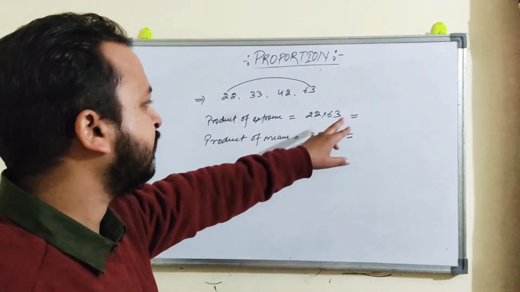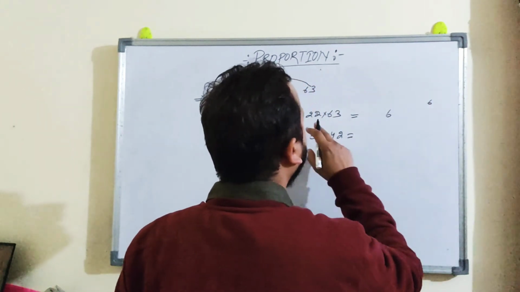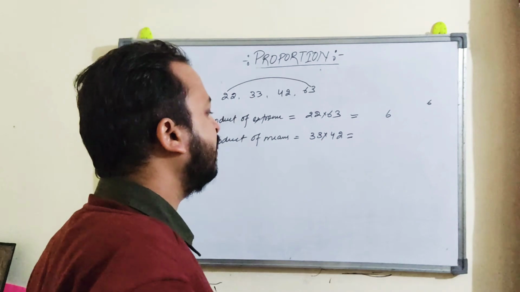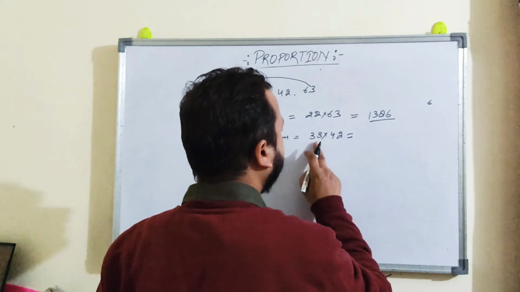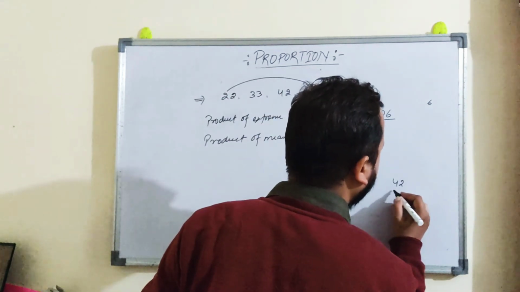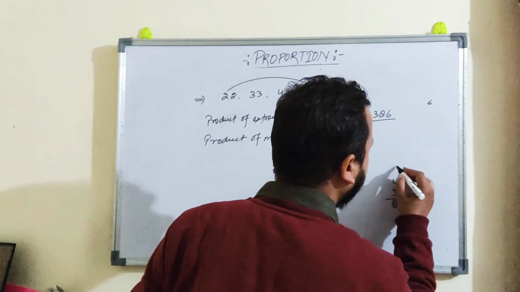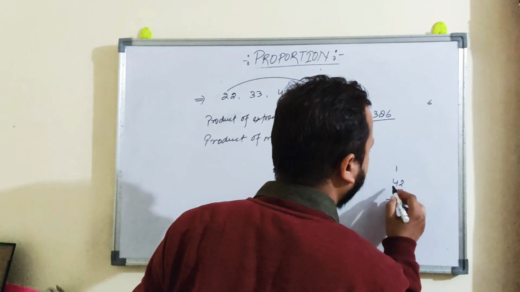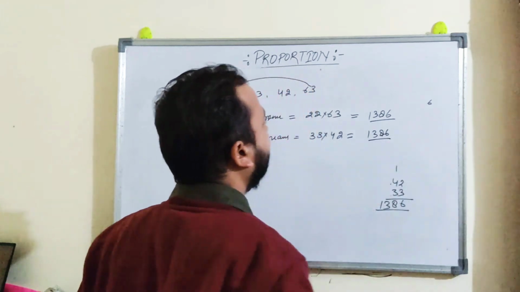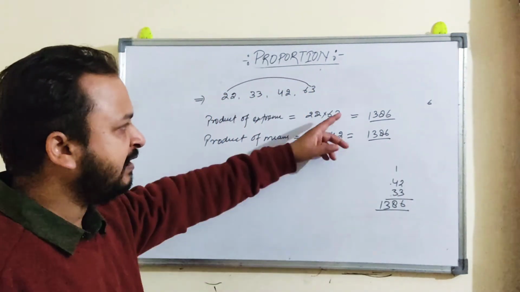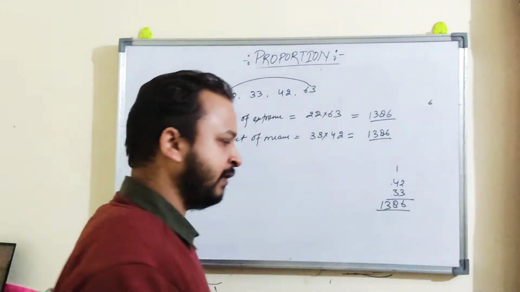So 22 times 3 is 66, carry 6, 22 times 6 is 132, and 138. So here 2 times 3 is 6, so 42 and 33. 3 times 2 is 6, 3 times 4 is 12, plus 6 is 18, carry 1, 4 times 3 is 12, 13. So yes, 1386. So you can see that here the product of extremes is equal to the product of means, so you can say that they are in proportion.